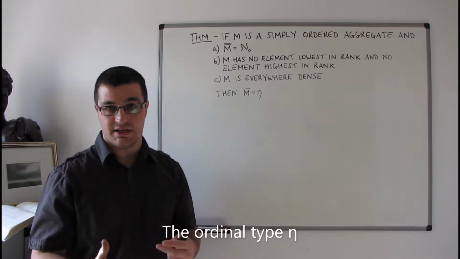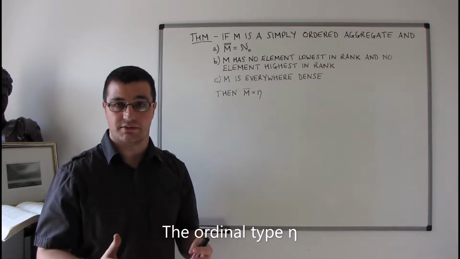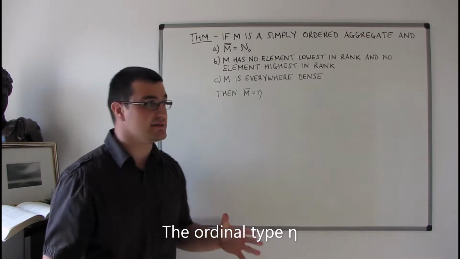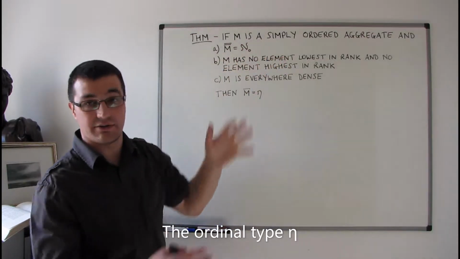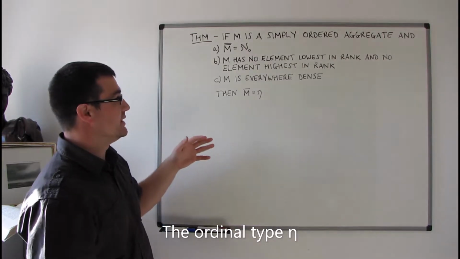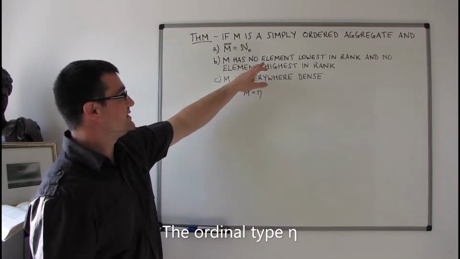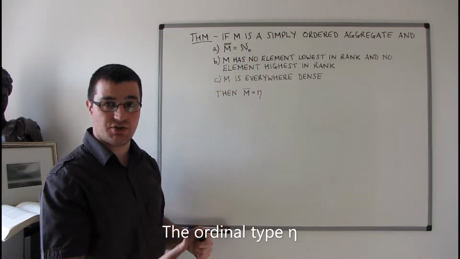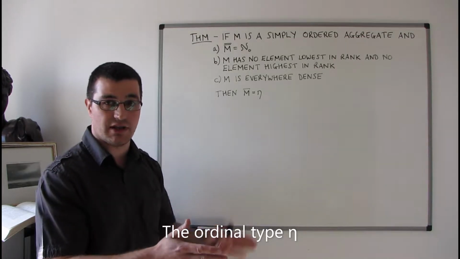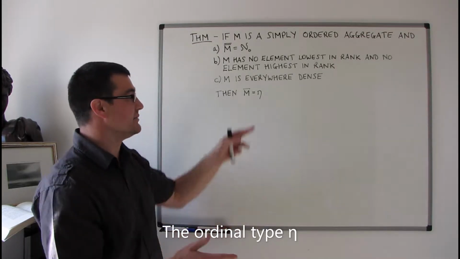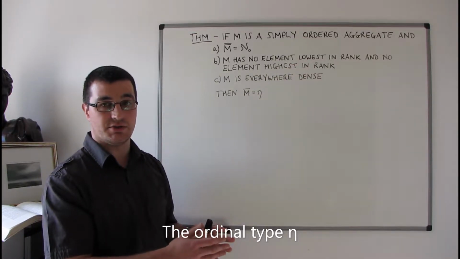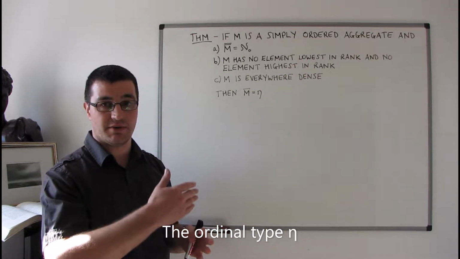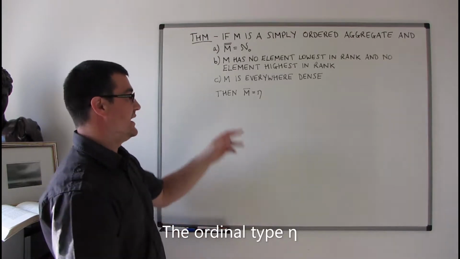That's relating to the order of precedence that's defined on our aggregate M. With it being a simply ordered aggregate, it does have an order of precedence defined on it. So this means that for every element that I choose in M, there is always another element that I can find that precedes that element. So it's got no element lowest in rank. Similarly, for every element that I choose in M, there is always another element that I can find that follows that element.